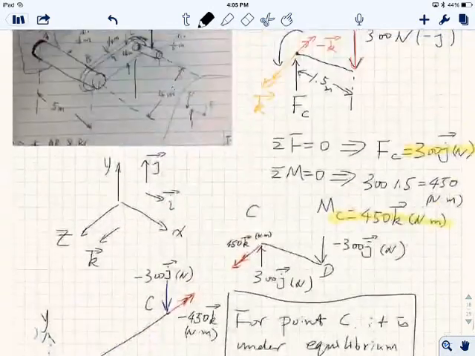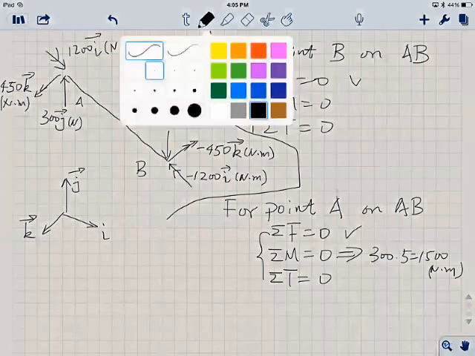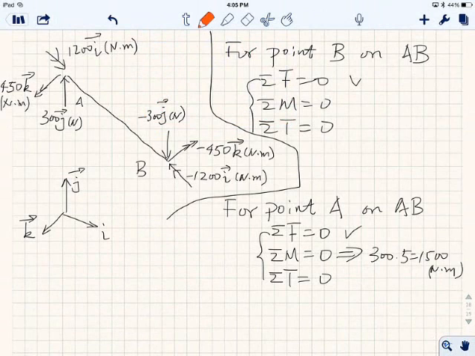I believe it's 5, but let me double check. Yes. 300 times 5, that's 1500 Newton times meter. Okay, and it's in the same direction as what's existing. So, let me get this red. So they equal 1500 in the direction of K, Newton times meter. Now this red is to counterbalance the moment caused by the force.